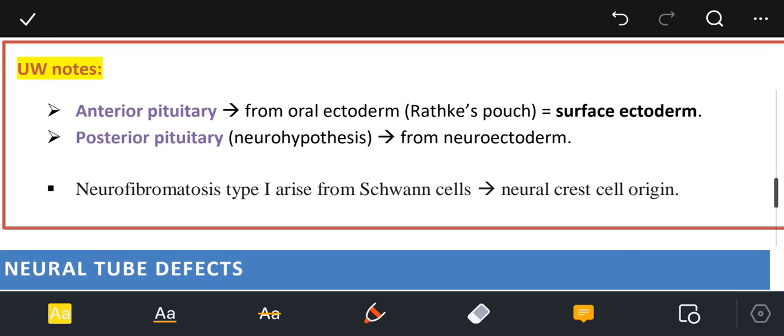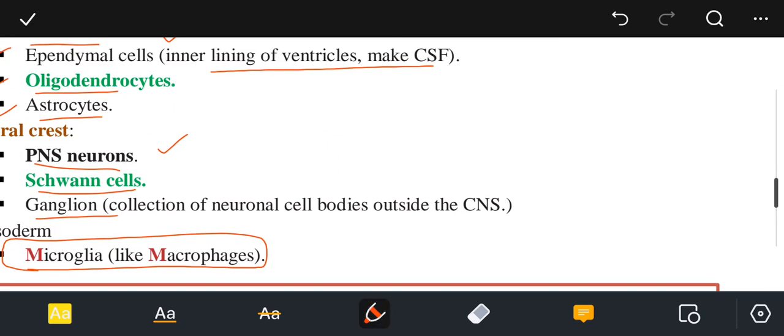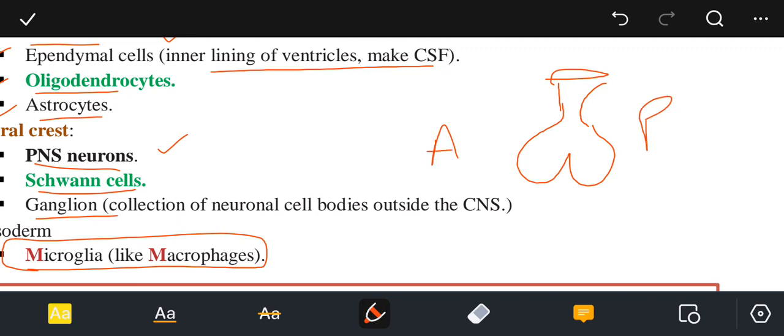Anterior pituitary is from the oral ectoderm, Rathke's pouch, and that is coming from the surface ectoderm, while the posterior pituitary, the neurohypophysis, comes from the neuroectoderm. So if I draw a pituitary over here, I suppose this is the hypothalamus, and then we have the infundibulum stalk, and then this is the pituitary, and the pituitary has an anterior lobe and a posterior lobe. The anterior lobe is an outpouching of the oral ectoderm.